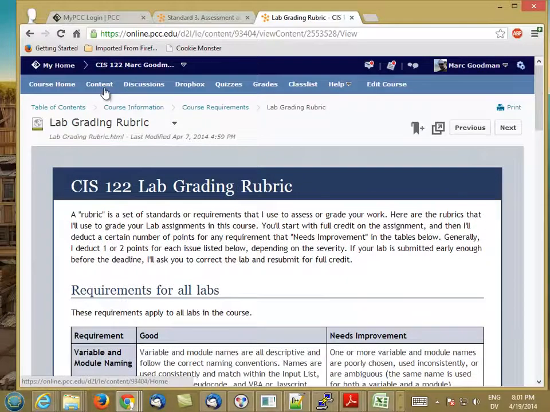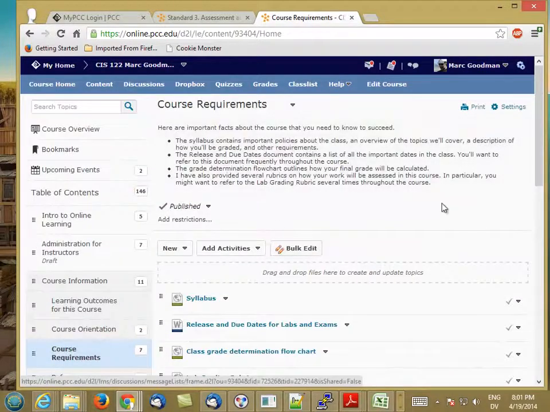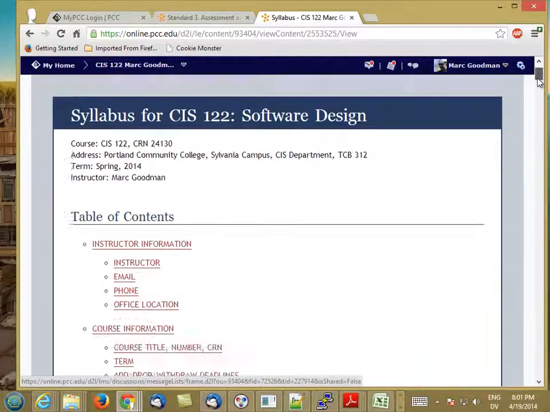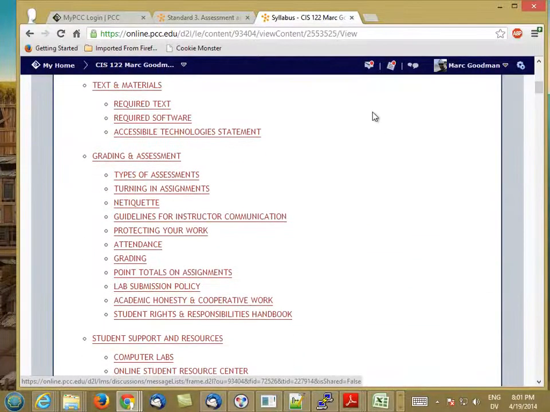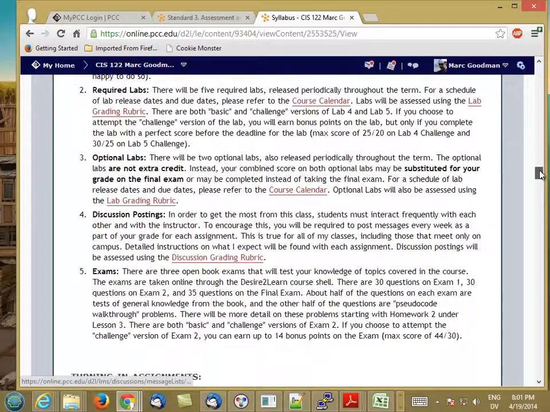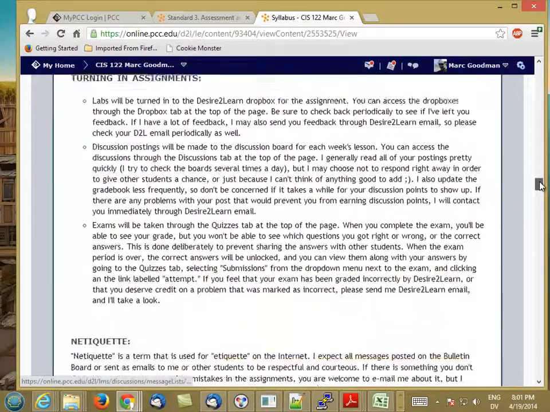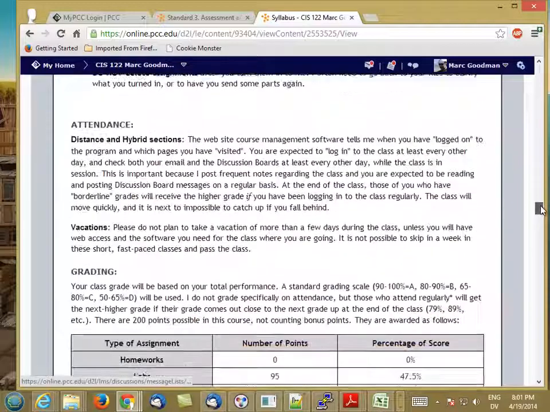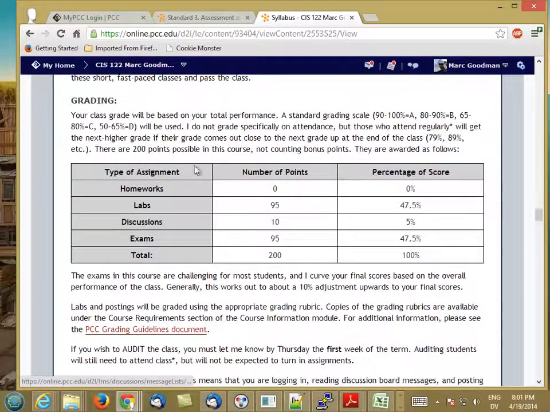Other instructors just put some detail in the syllabus about how their students' work will be evaluated. So for example, in my syllabus, I have under grading and assessment, I include a breakdown of the different types of assessments that I use in my course. I have some policies on turning in assignments. And I have detailed information on how they're going to be graded.